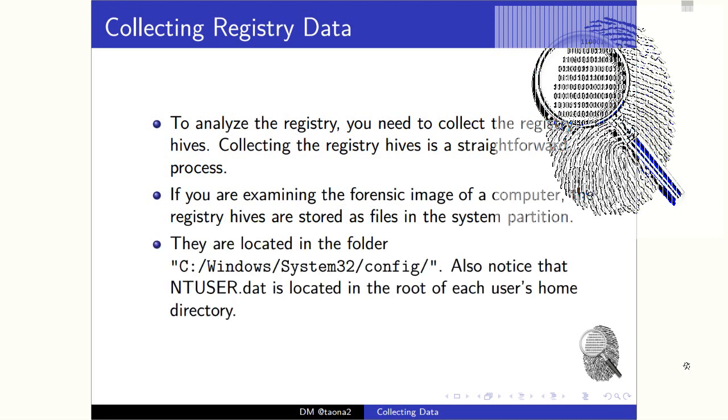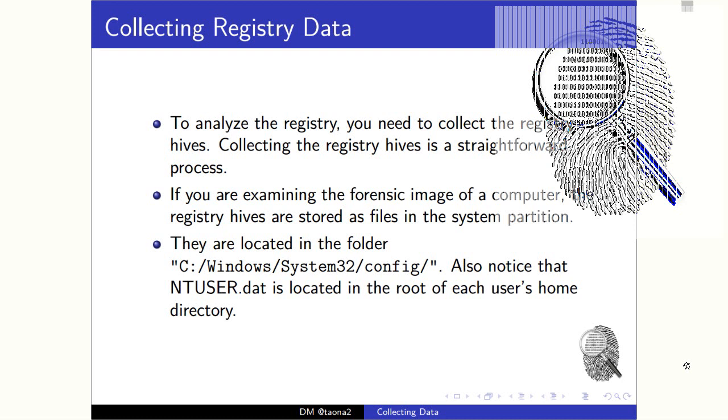Now we get to collecting data from the registry, and this is pretty important, especially for examiners who deal with Windows systems, because Windows systems revolve around the registry. It revolves around the hives. It revolves around your registry keys. It revolves around all those values. So you need to be able to analyze the registry. For you to do that, there should be a way in which you can collect the hives.